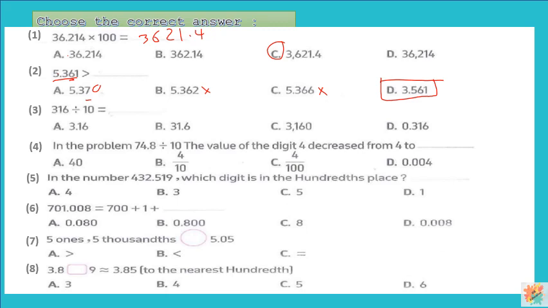Number 3: what do we do in divide? We said move back. Mister, there is no point. What do we do? The decimal point is hiding at the end, and move 1 back so it will be 31.6. In the problem 74.8 divided by 10, the value of the digit 4 decreased from 4 to 0.4, which is 4 tenths, because the point moves from here to here, so the 4, instead of being in the ones, goes to the tenths.